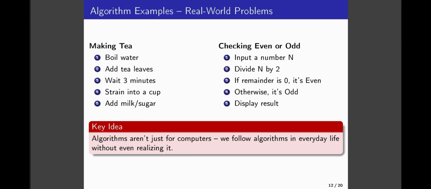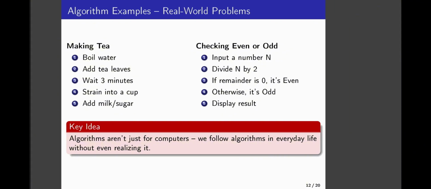I have given some algorithm examples here, because algorithms aren't just a programming concept, they are everywhere in daily life. Take making tea. Boil water, add tea leaves, wait 3 minutes, strain into a cup and add milk or sugar. That's an algorithm. Or checking if a number is even or odd. Input a number n, divide it by 2, and if the remainder is 0, it's even, otherwise it's odd, and then display the result. I think you know the logic behind odd and even numbers. The idea here is that algorithms aren't just for computers. We follow algorithms in everyday life constantly, often without realizing.